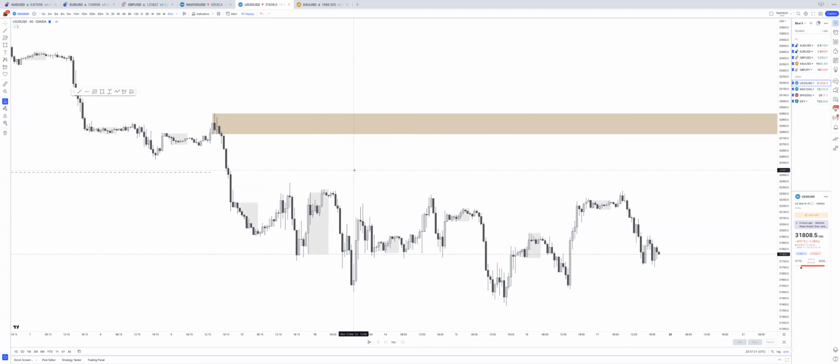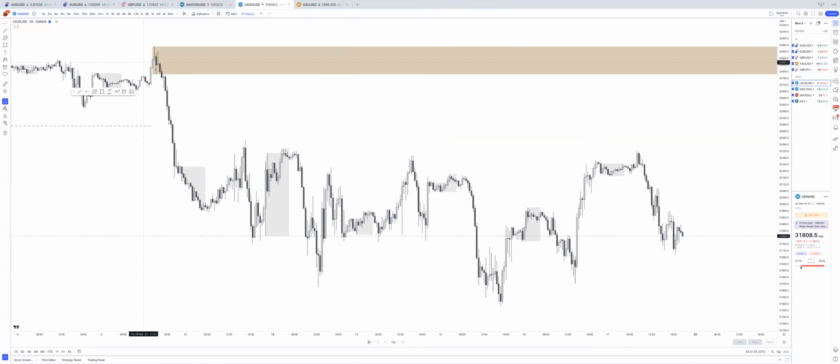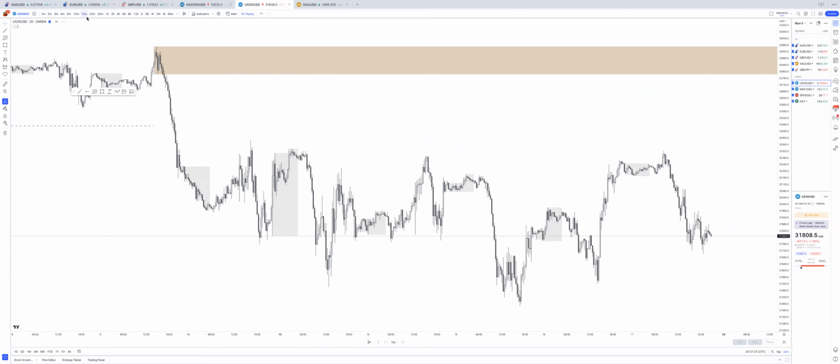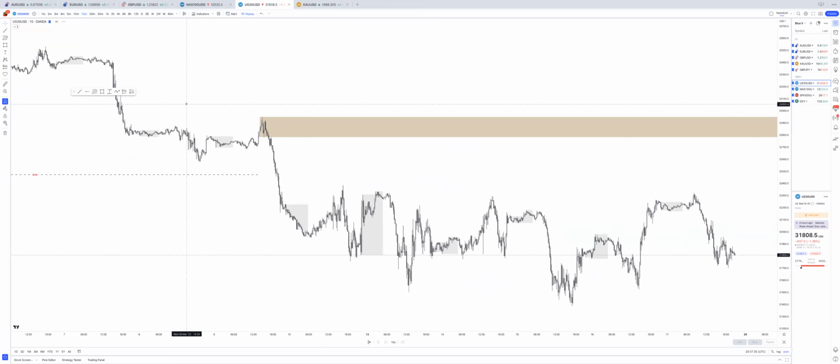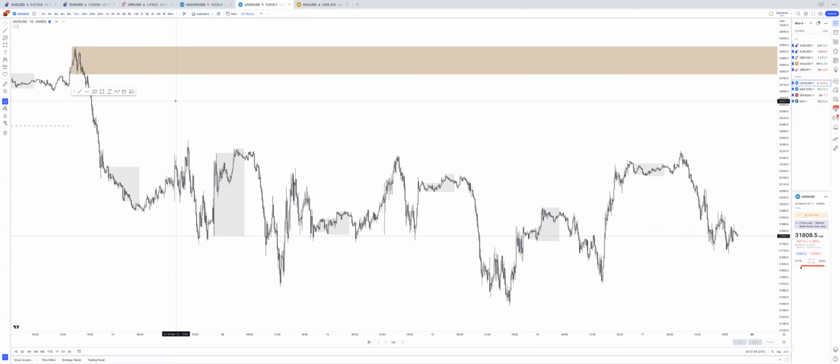Nope, 30-minute. Okay, so now it starts getting choppy. So I'm going to go down to the 20 to see if we can find something on that. No, 15. Okay, there's kind of like a bearish engulfing here. It doesn't fully engulf it, but let's see the 10-minute.